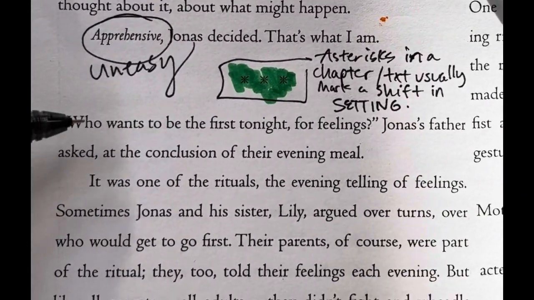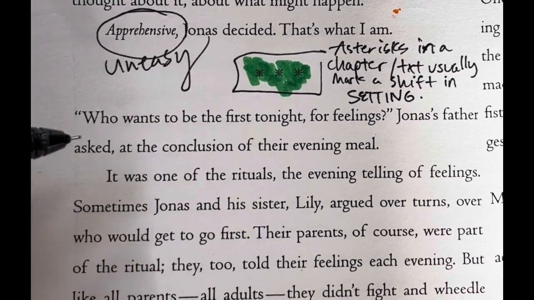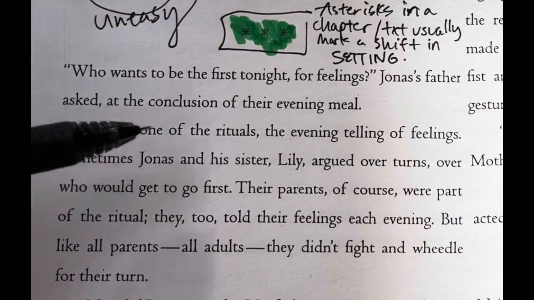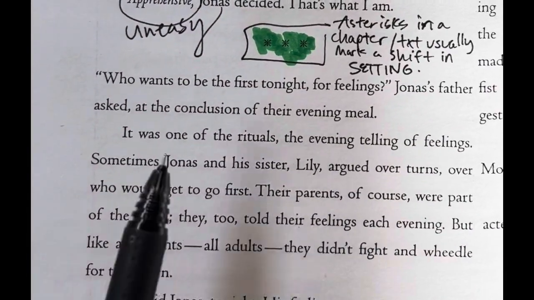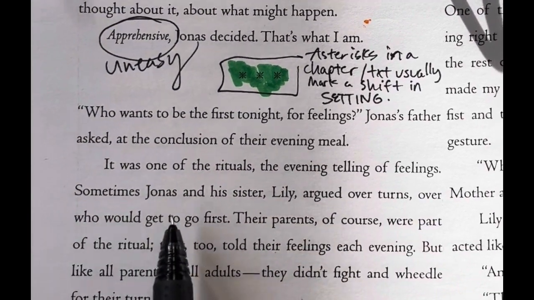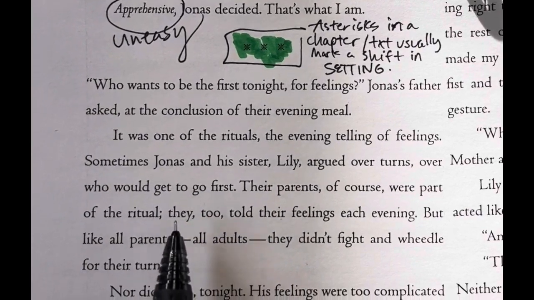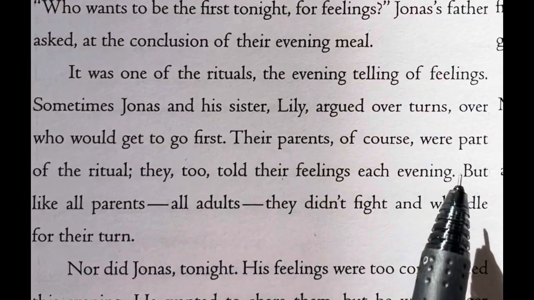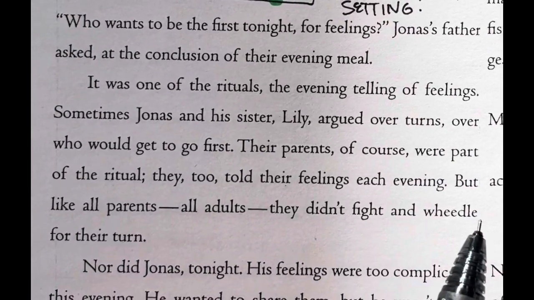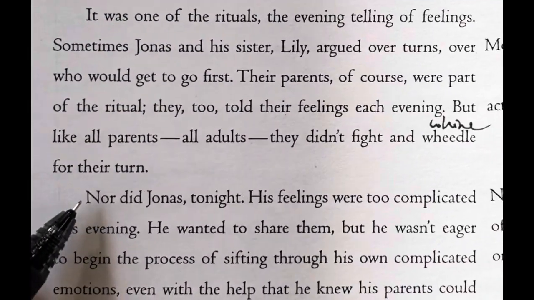So let's see. Who wants to be first tonight for feelings? Jonas's father asked at the conclusion of their evening meal. It's not called dinner. Weird. It was one of the rituals, the evening telling of feelings. Sometimes Jonas and his sister Lily argued over turns, over who would get to go first. Their parents, of course, were part of the ritual. They, too, told their feelings each evening. But like all parents, all adults, they didn't fight and wheedle, that's kind of like whine, for their turn.